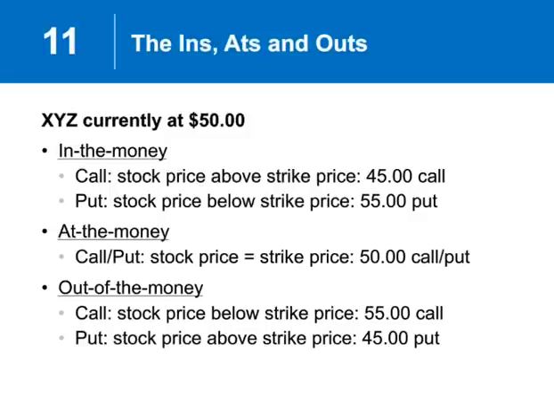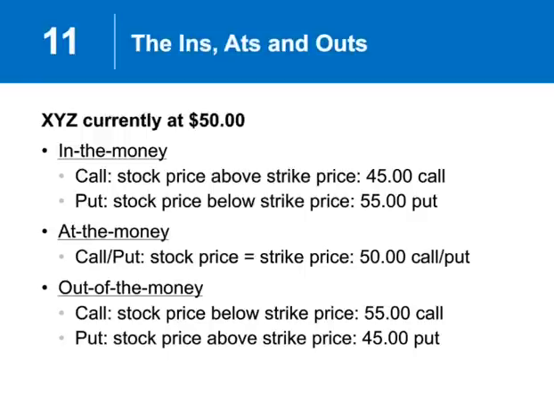The calls for out of the money options, the stock price is below the strike price. So with a $50 stock, any strike 51 or higher would be out of the money because the strike is above the price of the stock.